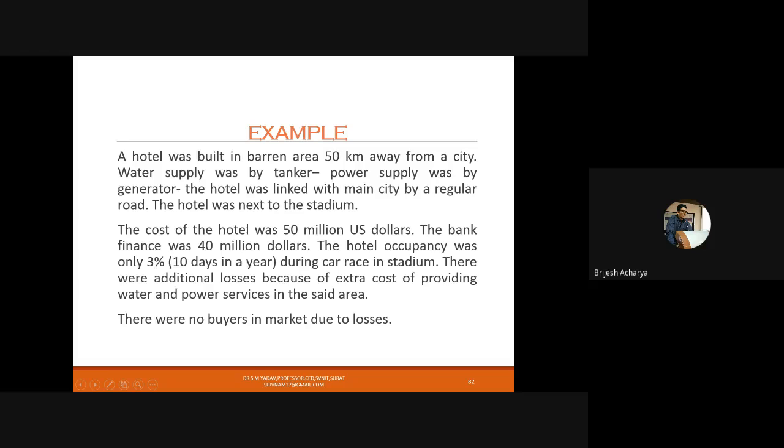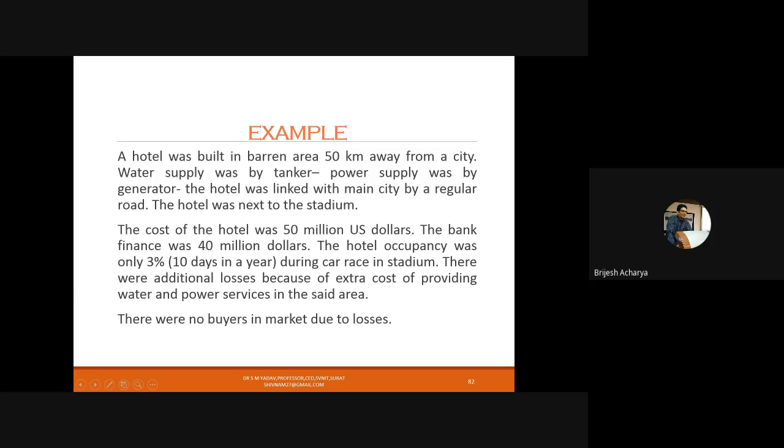A hotel was built in a barren area 50 kilometers away from a city. Water supply was by tanker, power supply was by generator. The hotel was linked with the main city by a regular road. The hotel was next to a stadium, so near the stadium, one hotel was built. The cost of the hotel was 50 million US dollars. The bank finance was 40 million dollars. The hotel occupancy was only 3%.